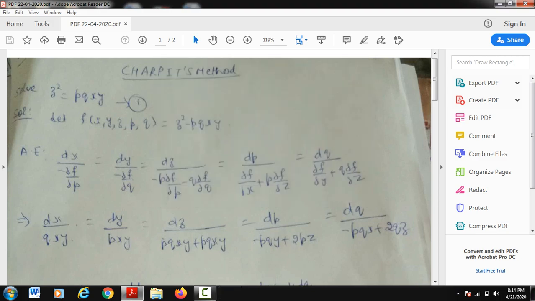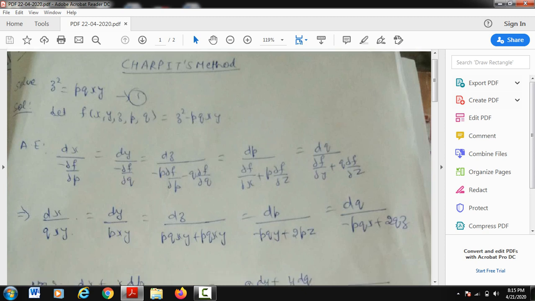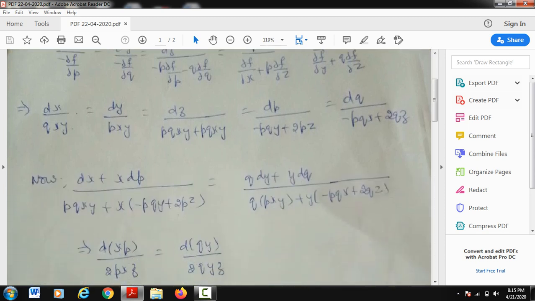Then p into curly f over curly z. Curly f over curly z will be 2z. When it is multiplying with p, it will become plus 2pz. Then dq over curly f over curly y, it will be minus pqx. Then q into curly f over curly z is 2z, so this becomes 2qz. Okay students, clear? So we are seeing we are not able to solve these auxiliary equations directly, so I'll use the method of multipliers.